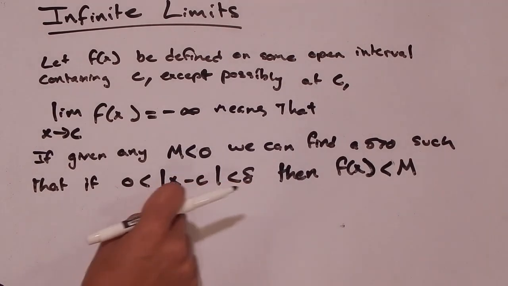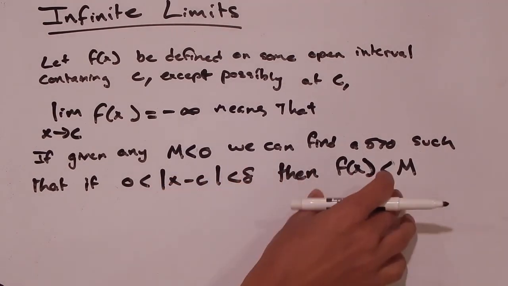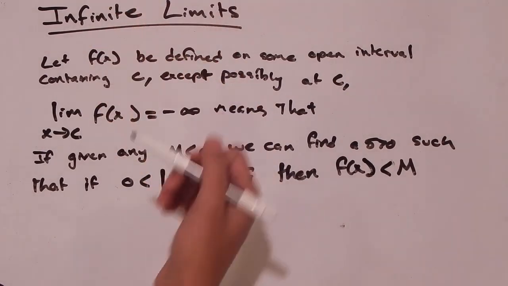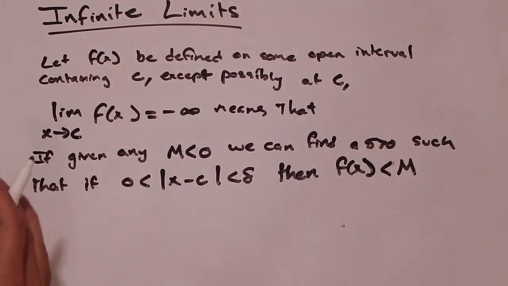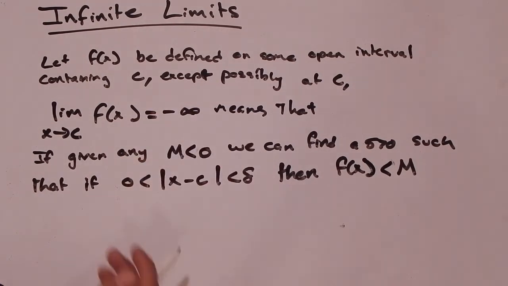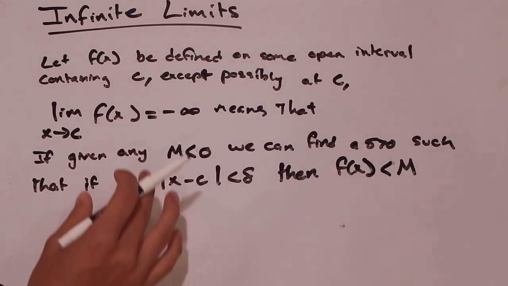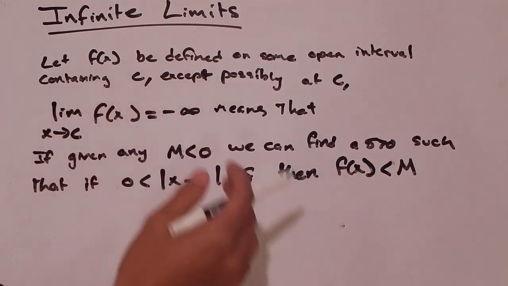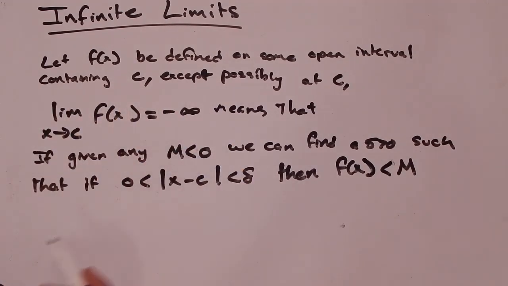Why? Because as x is getting closer to c, f of x is getting closer and closer to negative infinity. Not really closer, because you can't get close to infinity, but it's decreasing without bound, and it's continuing to decrease. And it appears as if it's going to go all the way down to negative infinity. So that's how you define that overall limit.